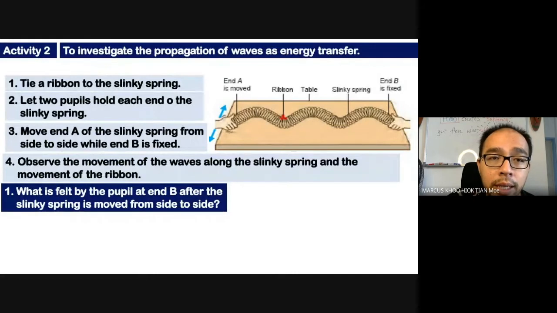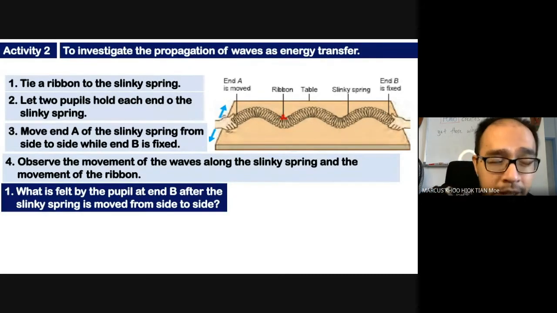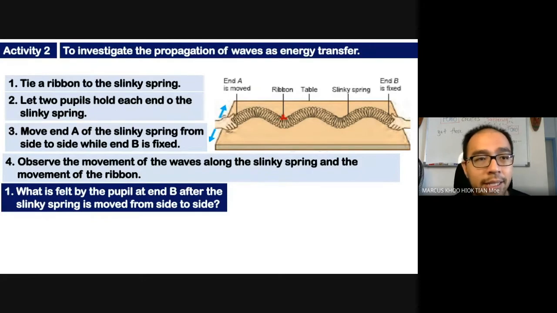Okay, now let's say we tie a ribbon over here, and then you have this slinky over here. This is so much better if it is done in a lab, but oh well. So you tie a ribbon over here and then you have two pupils holding this, one person here, and then both of them will listen.